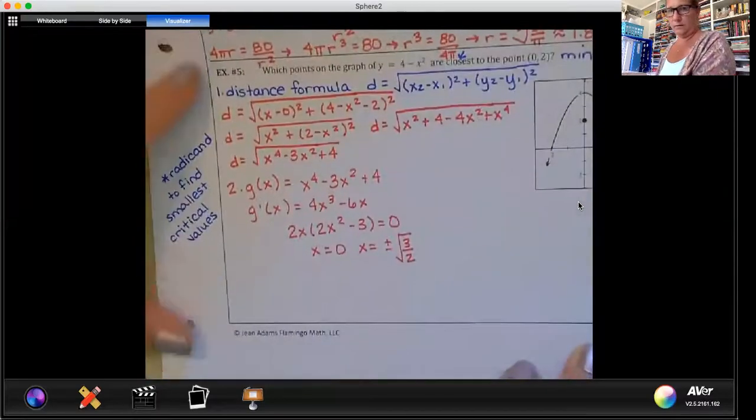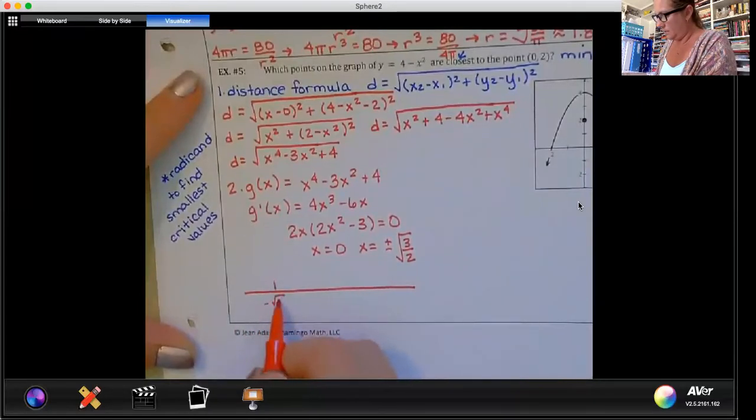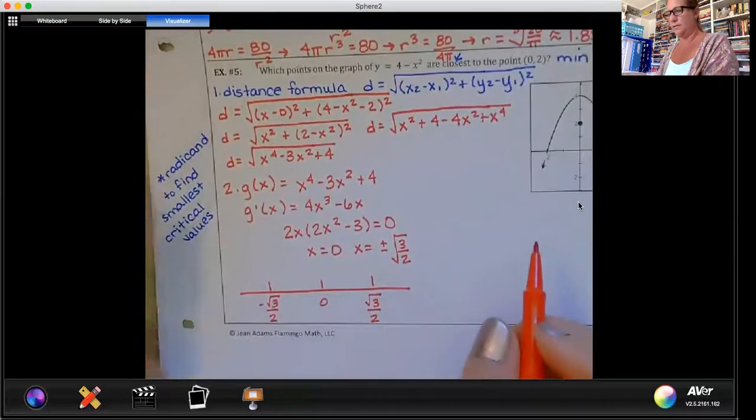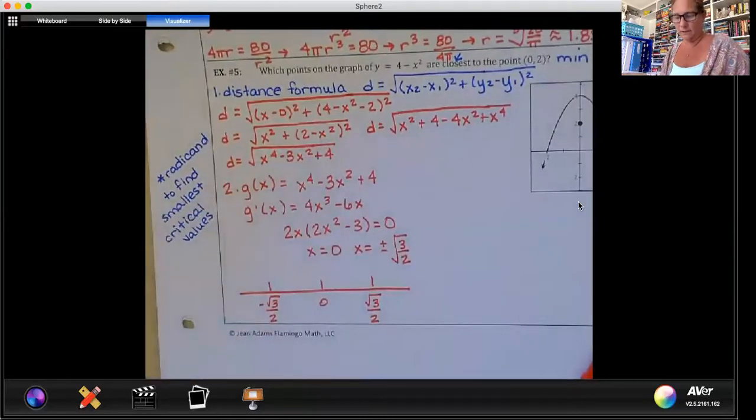So we're going to look at our chart. And on our chart, we're going to have negative square root of 3 over 2, 0, and square root of 3 over 2. And you're going to plug those into g prime. So if you will take just a second and figure out those test values and figure out your signs.